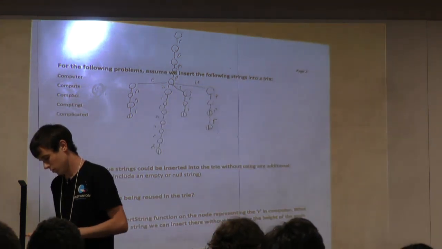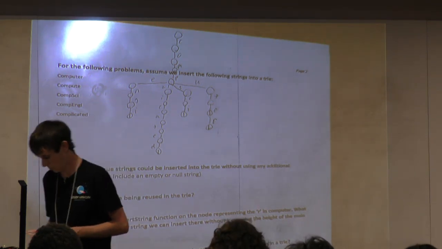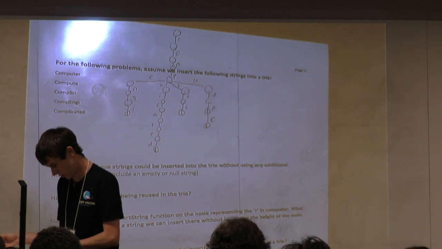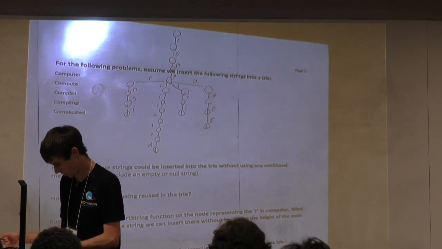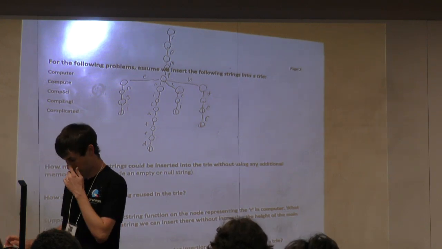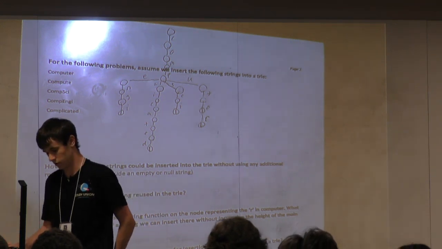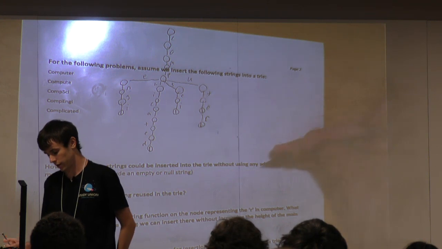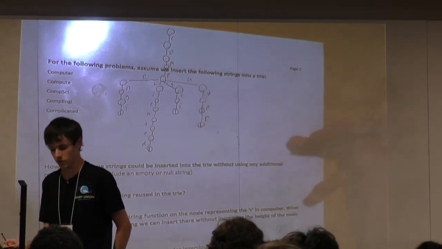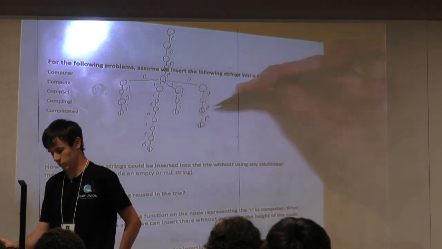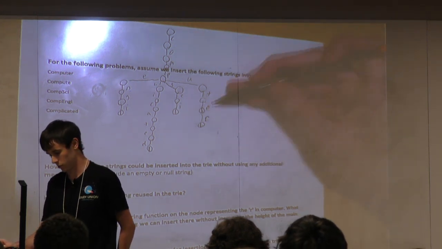Okay. So now that we've got the most boring part of that out of the way, hopefully I didn't make any mistakes typing or writing it. Looks like it's fine. So my next question was, how many unique strings could be inserted into the trie without using any additional memory? If we're not using any additional memory, it means we can't make any new nodes in this trie. We're going to assume that since I said unique strings, we're not going to put in ones that are already in here, like compute, computer.